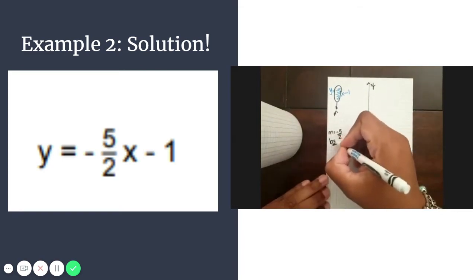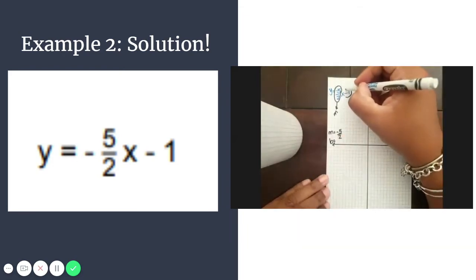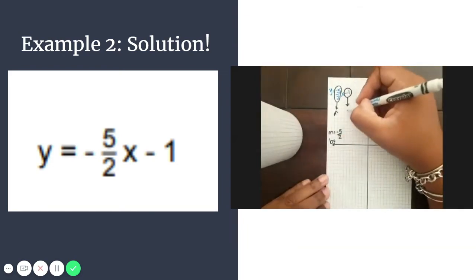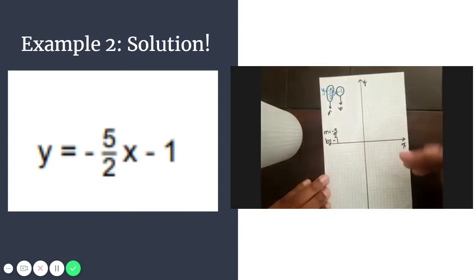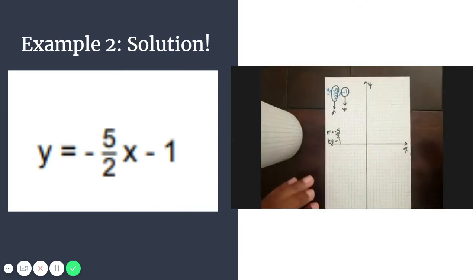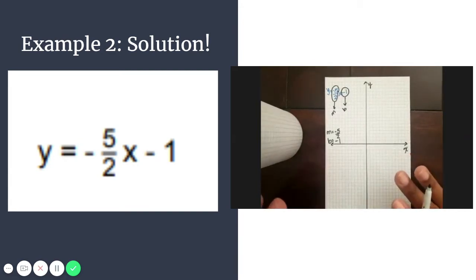And your y-intercept is here. Now remember, my y-intercept is going to be negative in this particular example because it says -1. If it was +1, it would be positive. So our steps here are the same as they were in our previous examples, as well as yesterday's lesson.